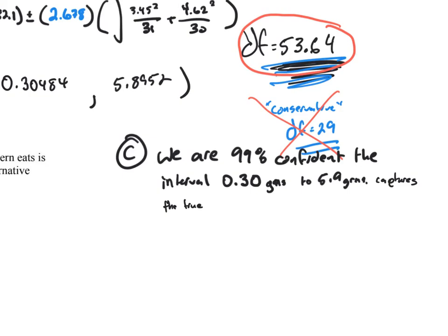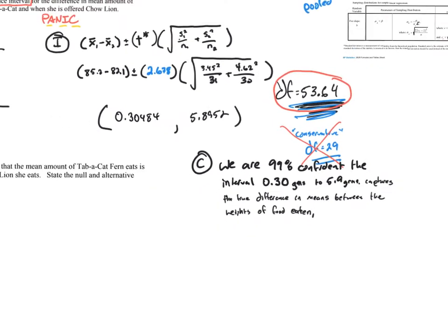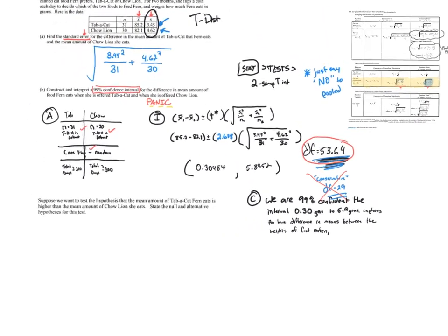Nope, that's not right. It's not the true mean difference. It's the true difference in means between the weights of food eaten. Yes. Okay, we're 99% confident, that's what the confidence interval gives us.